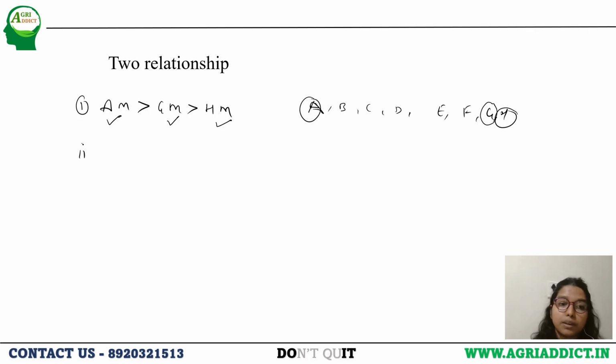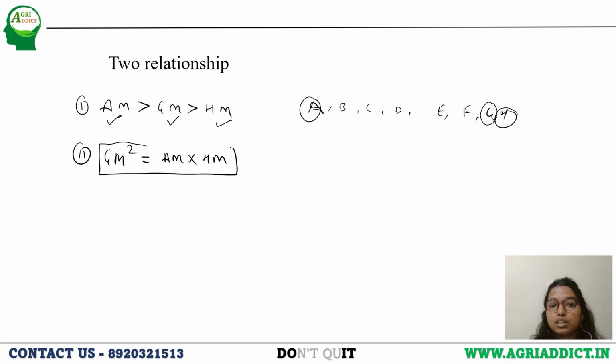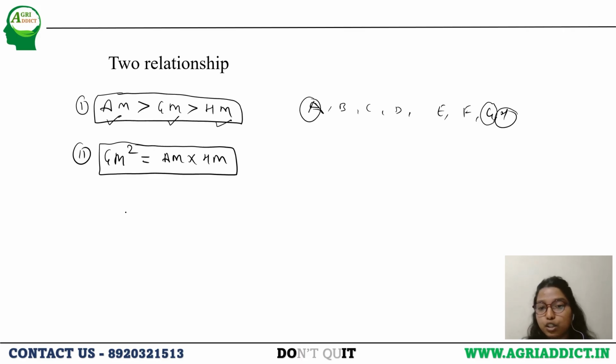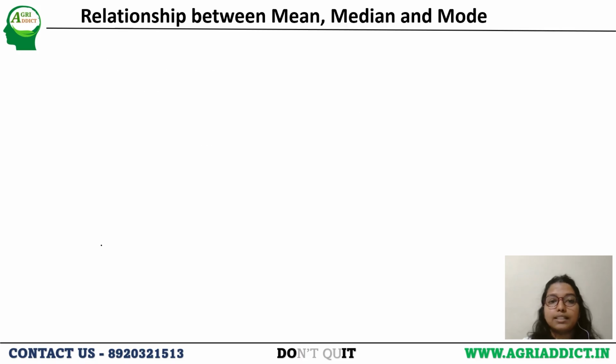The second relationship is geometric mean squared is equal to arithmetic mean into harmonic mean. I hope you got both of these relationships. This can be directly asked in the question: which of the following relationships is correct? So you should remember this.